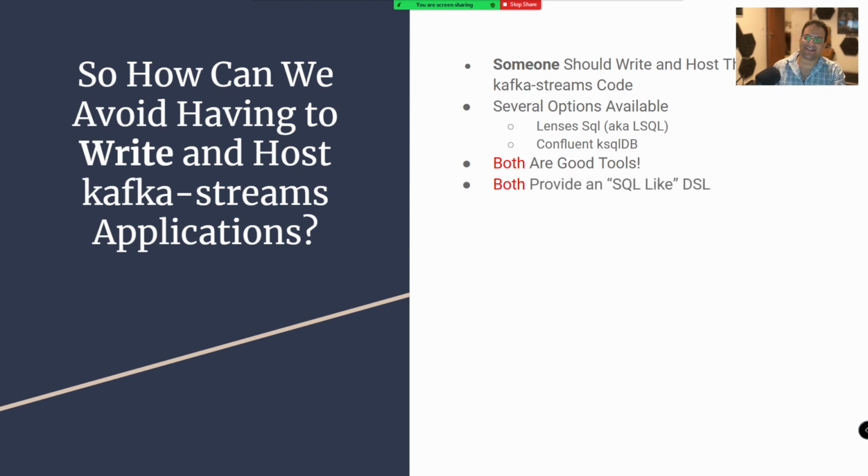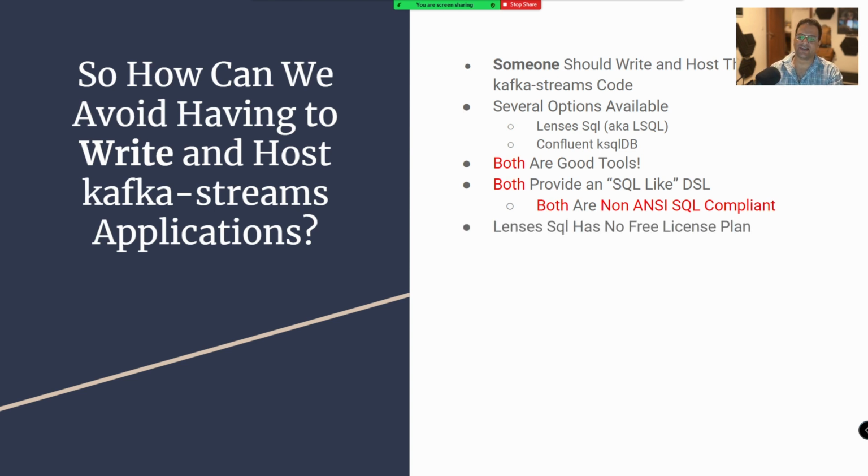Both provide an SQL-like DSL. They are non-ANSI SQL compliant. It's very important to remember: not everything you can do with SQL you can do with these tools. Lens's SQL has no free license plan that I am aware of, and Confluent KSQL DB offers a standalone free plan. And that's why we're going to look at KSQL DB.